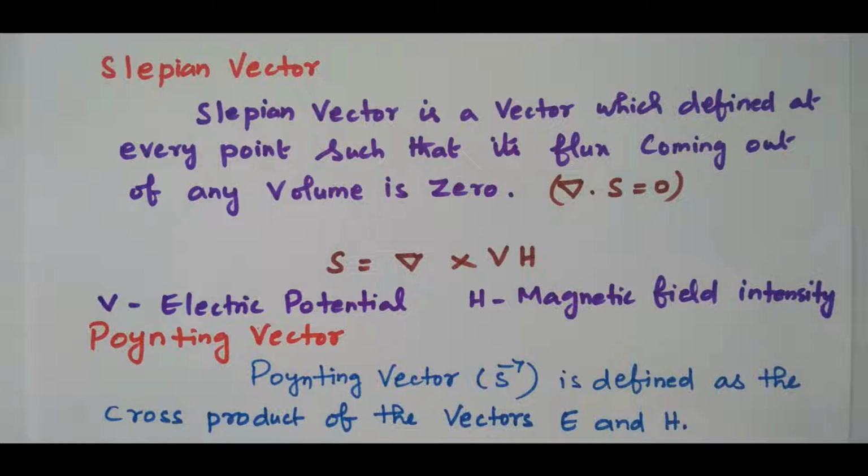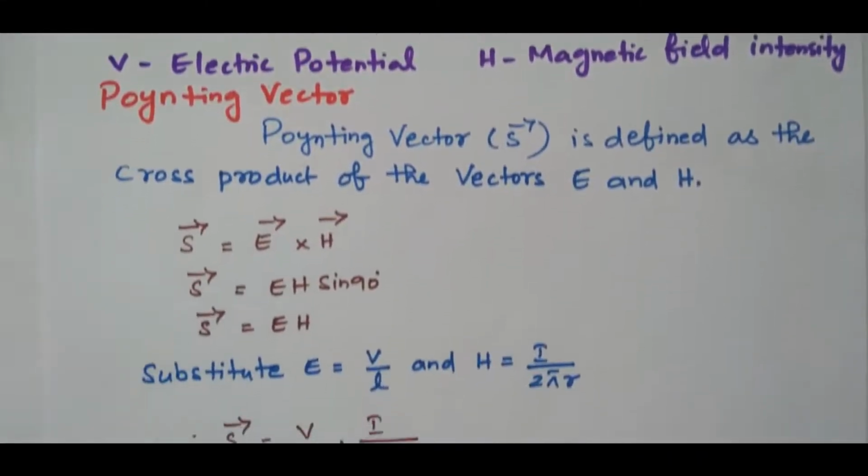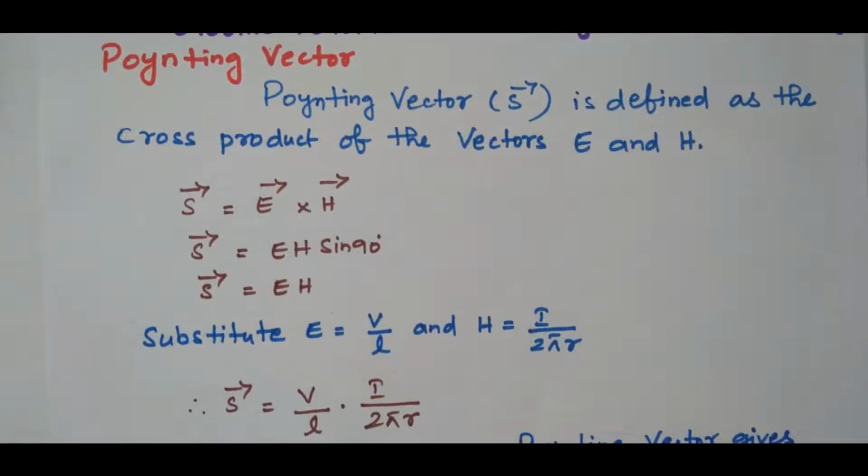So now we have discussed the intrinsic impedance or characteristic impedance followed by the Solenoidal vector. Now we'll go to the Poynting vector. What is the Poynting vector? It is defined as the cross product of vectors E and H. S equals E vector cross H vector.